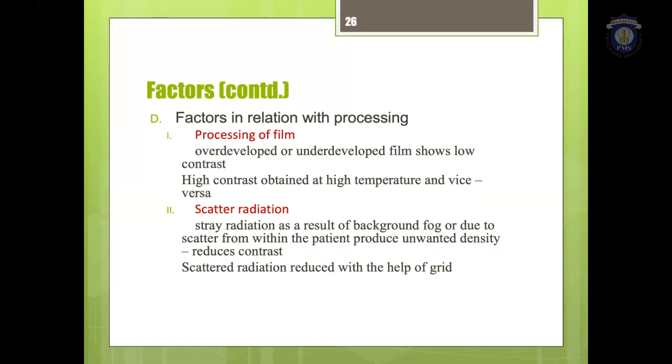Factors in relation with processing. Overdeveloped or underdeveloped film shows low contrast. High contrast is obtained at high temperature, and vice versa.